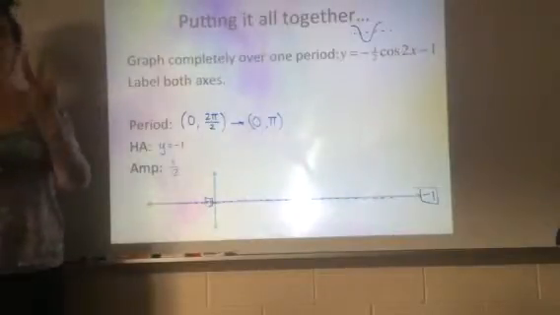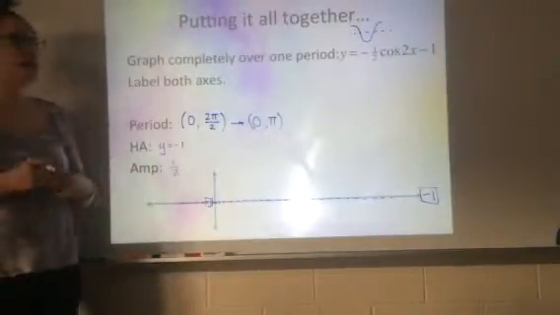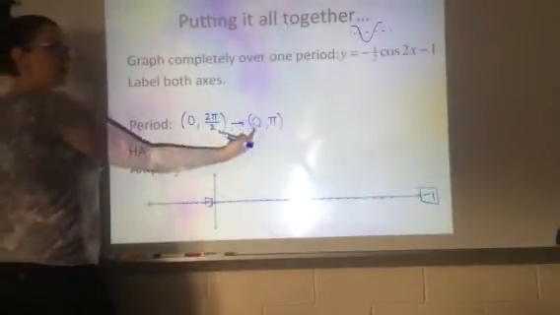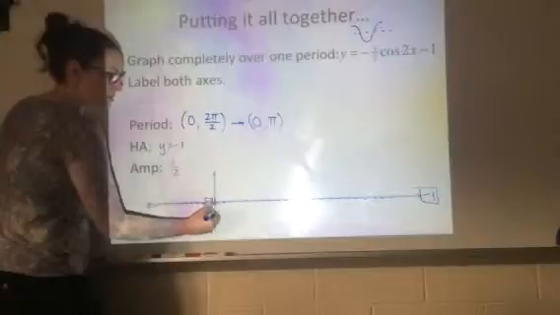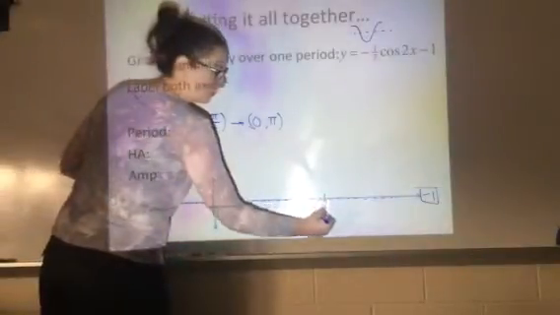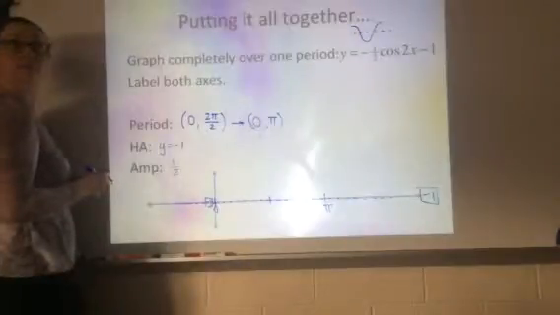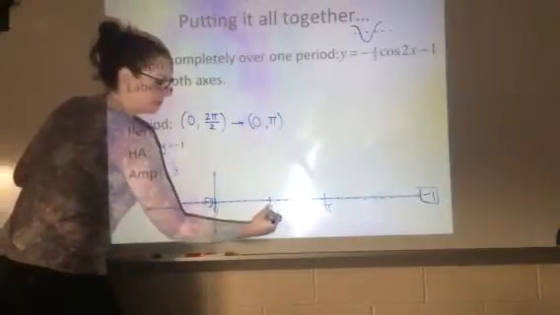Twice. So we're going to have 2 key points on the dotted line. Let's determine the x values. According to the period, you're going to tell me it's from 0 to pi. So 0 is going to be here. We can put pi over here. What's in the middle? Pi over 2, easy calculation.